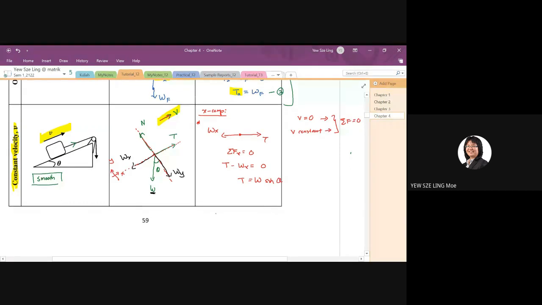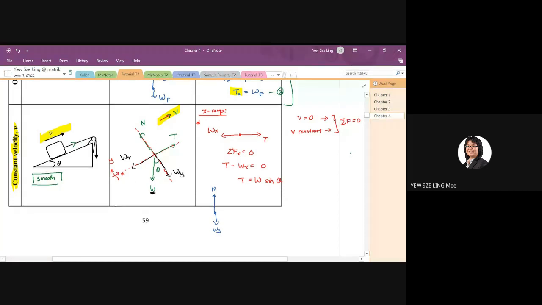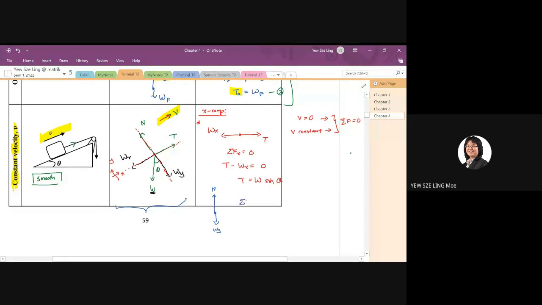So for the y component, I have a normal force that is going up, and then I have a Wy that is going down. Okay, so again, you don't have to show this diagram anymore. What you need is just a diagram in the middle column. The diagram in the last column, I just explained to you how to obtain the equations that I'm showing you now.